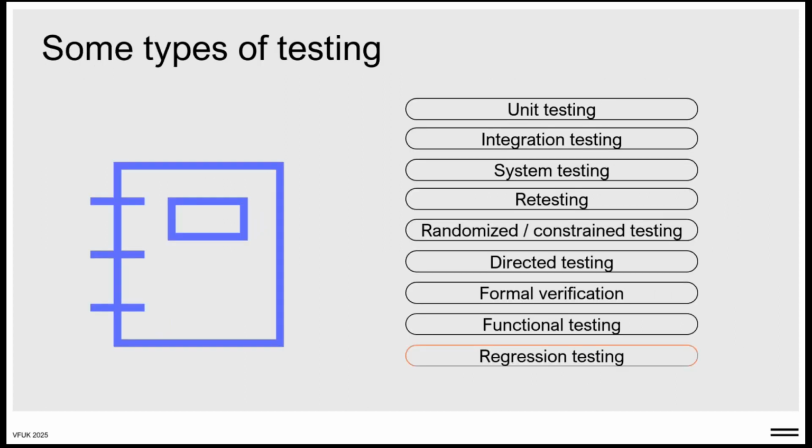Before we look at regression testing in detail, let's put it in context. FPGA projects benefit from a range of testing approaches. We have unit testing, integration tests, system testing, formal verification, black box testing, and so on. And regression testing sits beside this, ensuring changes don't break previously working behavior.